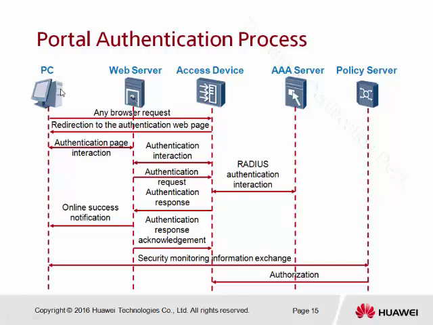So the first step, the PC tries to browse to any website. Okay, it sends the browse request to the access device. When the AC receives the request from the PC, of course, it is going to send a redirect to the PC, because right now the PC hasn't done any authentication yet, so it is not authorized to access the internet. This is the reason the AC sends the authentication web page back to the client.